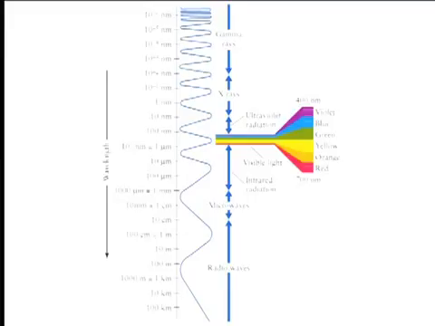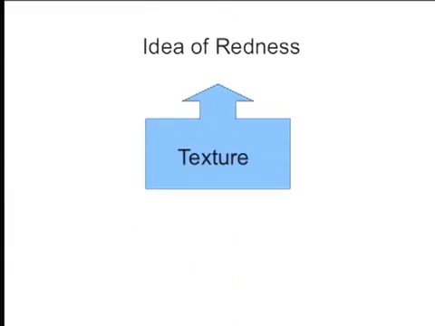So the general picture is really similar to Putnam's thing about water, or Kripke's thing about names. You've got a texture out there in the world that causes you to have the idea of redness, and therefore the idea of redness refers to that texture.